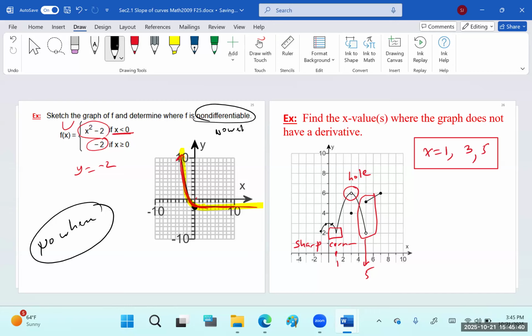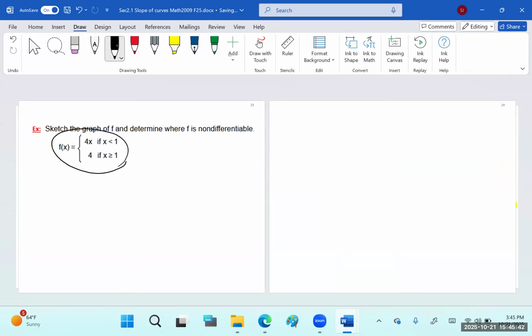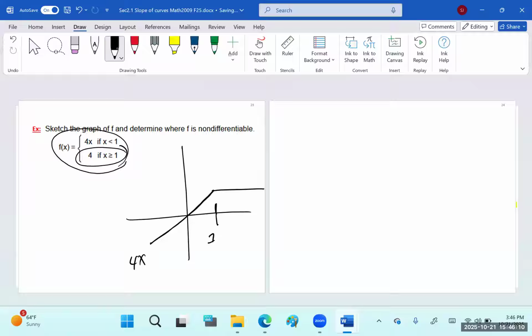Compared to that, one last question. This one. It says the first graph is 4x before 1. So if this is 1, before 1 it's 4x. I mean, how do you graph 4x? Increasing, right? 4x goes through 0. So this is 4x. Before 1, you have 4x, and after 1, you have the graph of 4. So y equals 4 and y equals 4x.